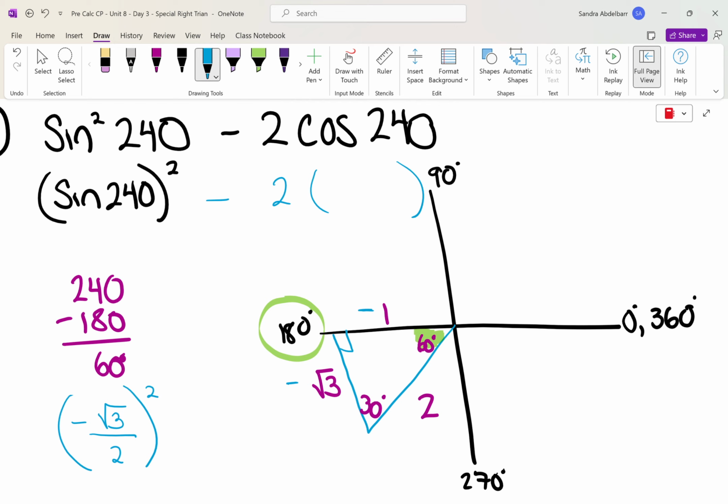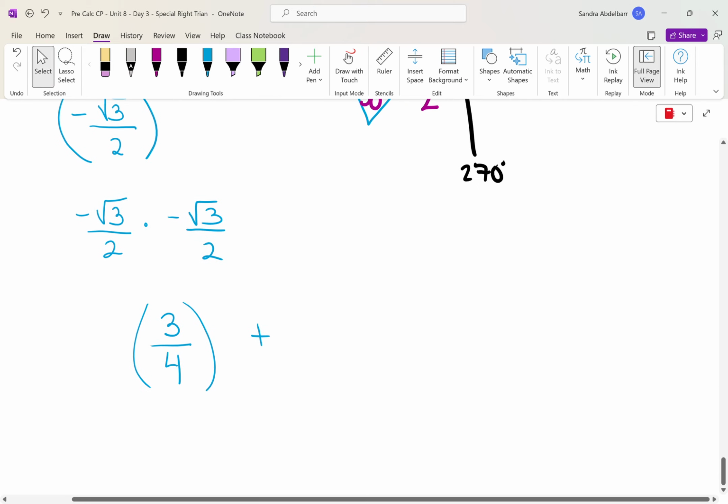The second part of the problem, luckily we're using the same triangle, but this time we have 2 times the cosine of 240. So we're back to the 60-degree angle. Cosine is going to be the adjacent, which is negative 1, over the hypotenuse, which is 2. So now I have 3/4, was it plus or minus? Minus, okay. Minus 2 times negative 1 over 2.